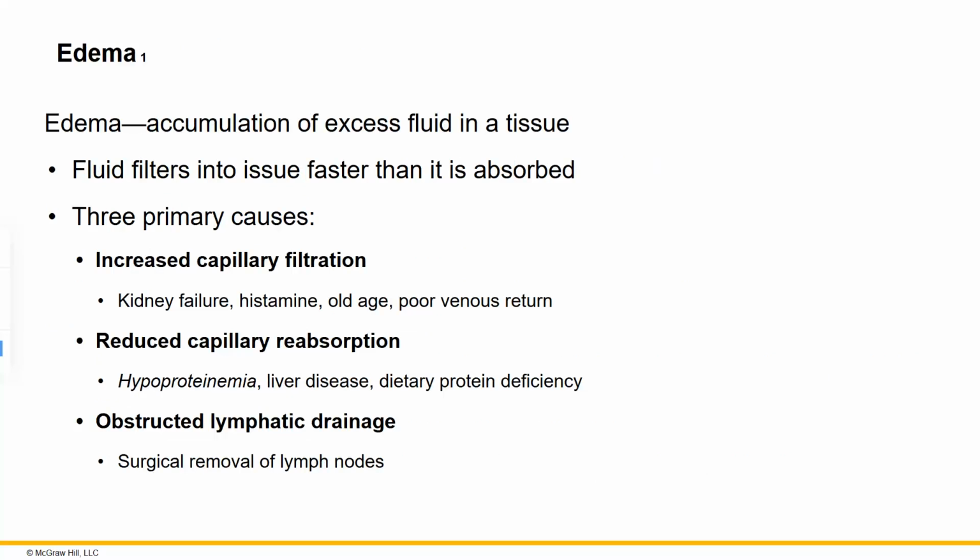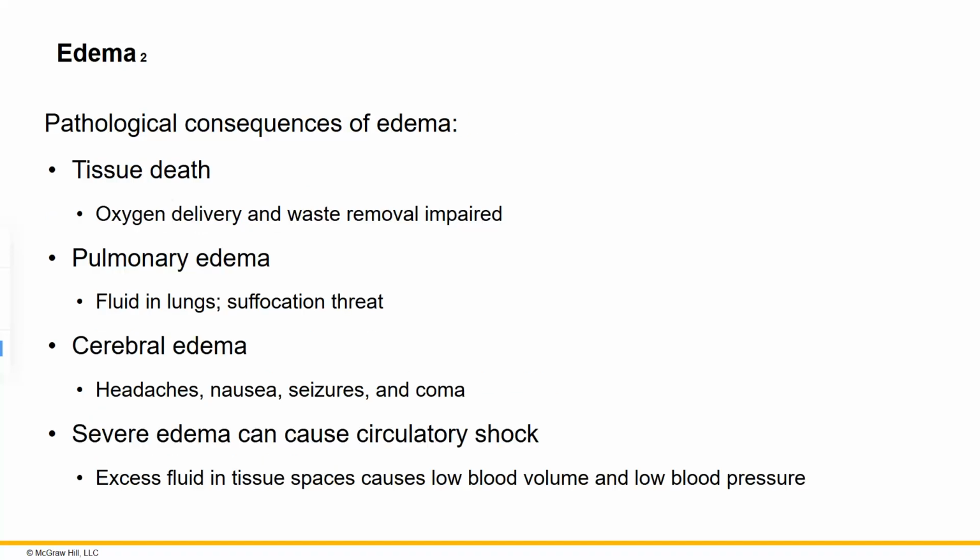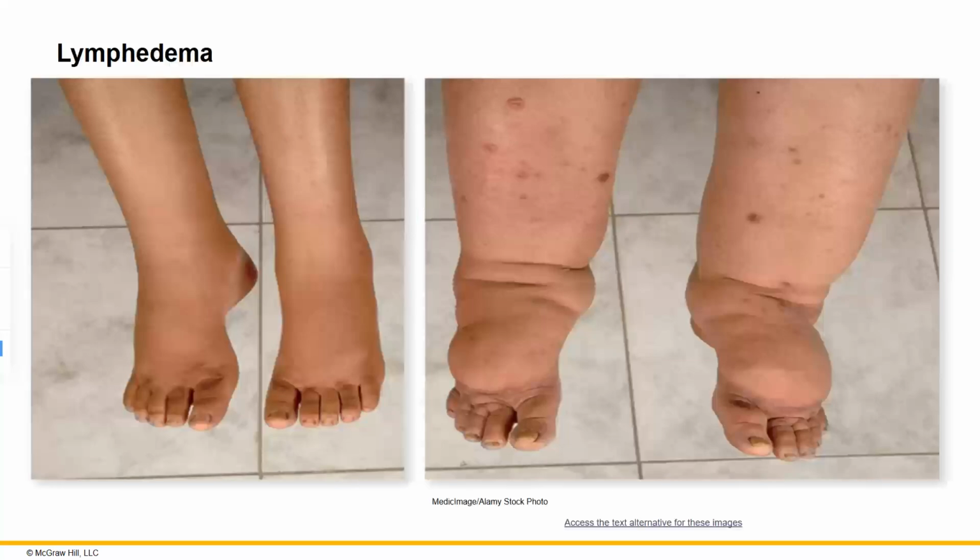Edema is an accumulation of excess fluid in a tissue. The fluid filters into tissue faster than it's absorbed. Three primary causes. We could have increased capillary filtration, reduced capillary reabsorption, or obstructed lymphatic drainage. So we're having more stuff leak out of the capillaries, less stuff being reabsorbed back into the capillaries, or less stuff being reabsorbed into the lymphatic system. Pathological consequences of edema: tissue death, pulmonary edema, cerebral edema. Severe edema can cause circulatory shock.